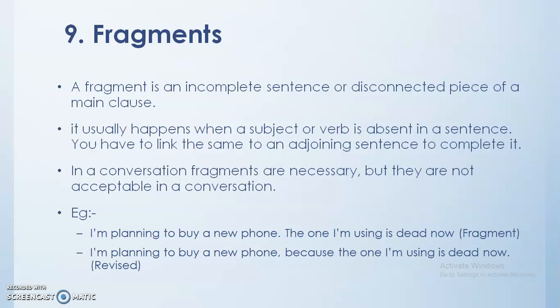If the first part, I am planning to buy a new phone, is not there, we won't get a complete sense from the second part. So the second part, the one I am using is dead now, is a fragment. In order to avoid a fragment, we have to combine these two pieces and make a better sentence. We can revise it like this: I'm planning to buy a new phone, comma, because the one I am using is dead now.